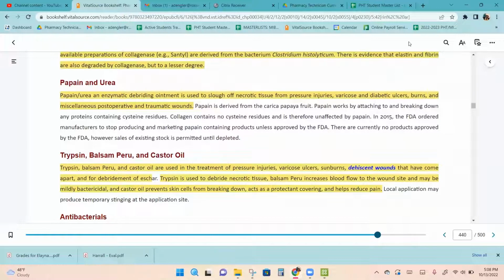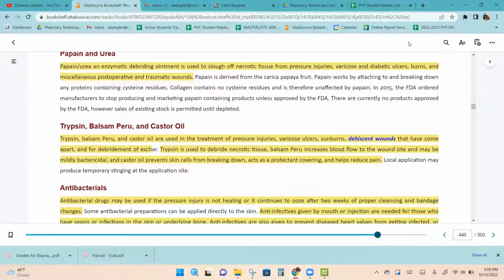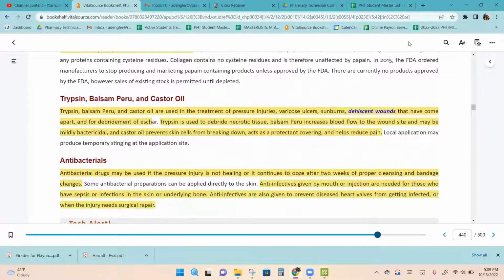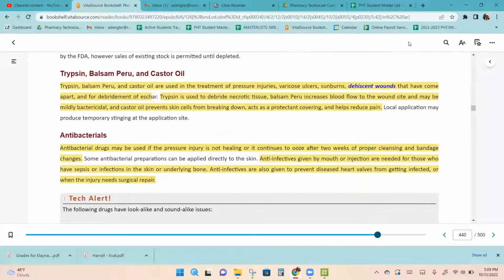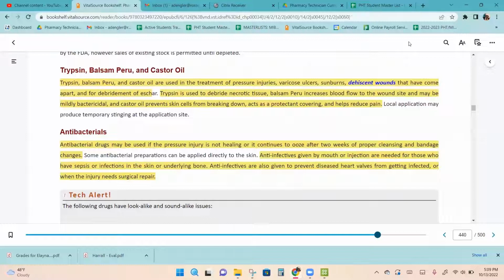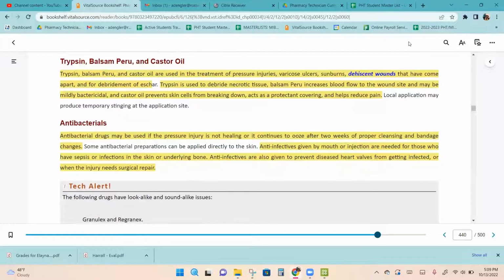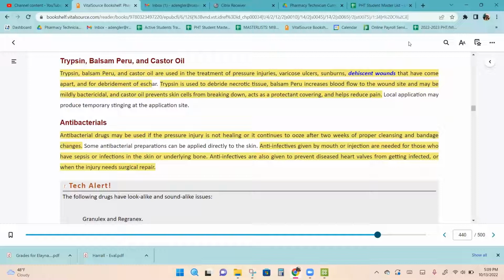Papain and urea, an enzymatic debriding ointment, is used to slough off necrotic tissue from pressure injuries, varicose and diabetic ulcers, burns, and miscellaneous postoperative and traumatic wounds. Trypsin, balsam Peru, and castor oil are used in the treatment of pressure injuries, varicose ulcers, sunburns, dehiscent wounds that have come apart, and for debridement of eschar.